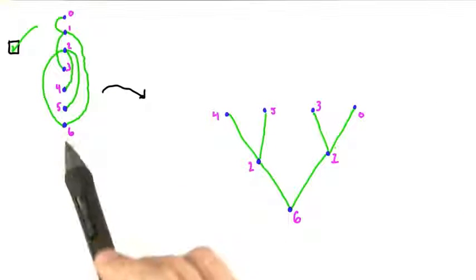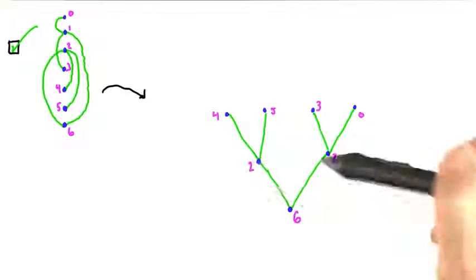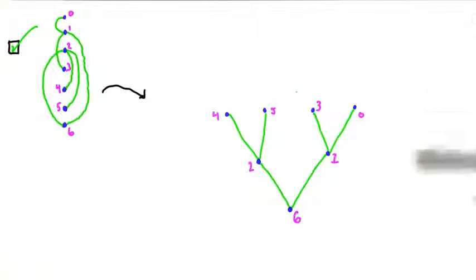We can see that we can transform this graph, which doesn't look like a tree at all, into something that looks a little bit more like a tree. It branches out. So hopefully that gives you some idea of why we call these tree graphs.